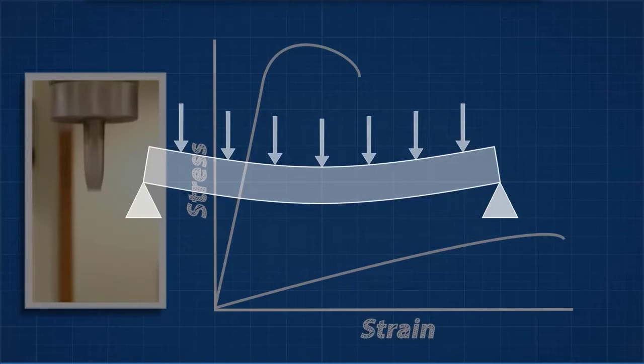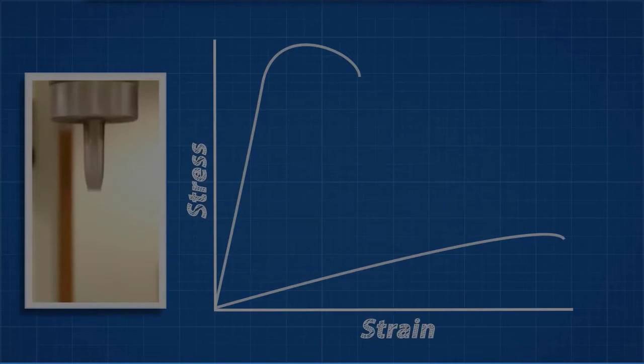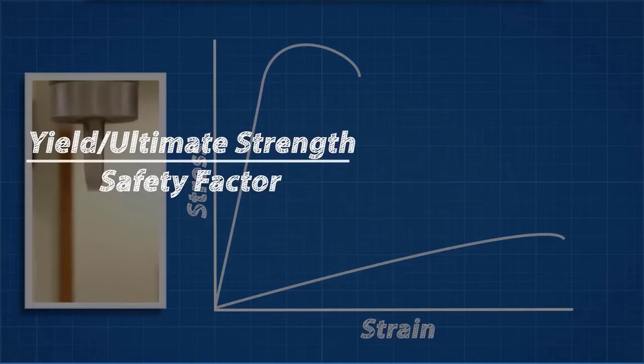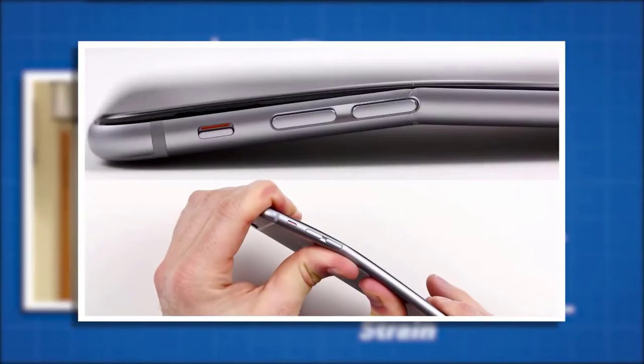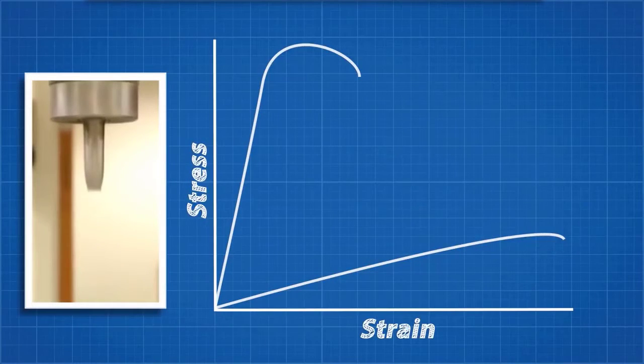Yield strength and ultimate tensile strength are two other important properties. An engineer will divide the yield, or ultimate strength, by the safety factor to achieve the max allowable stress, which is used to influence the design of the product. Usually engineers will aim to keep the max possible stress well below failure, but safety factors differ between industries. So we've seen a stiff material and a flexible material. Now let's look at a material in between.